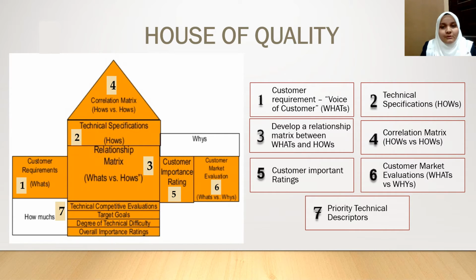The first one is customer requirement, which is the voice of customer. The second one is technical specification. The third one is to develop a relationship matrix between the whats and hows. The fourth one is the correlation matrix. The fifth one is customer importance ratings. The sixth one is customer market evaluation. And the last one is prioritized technical descriptors.